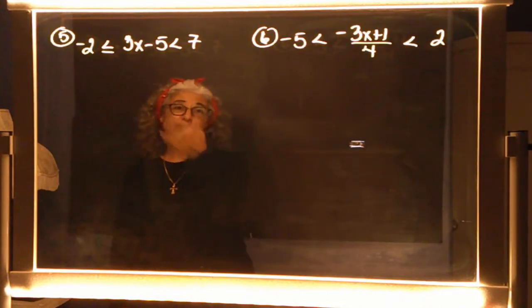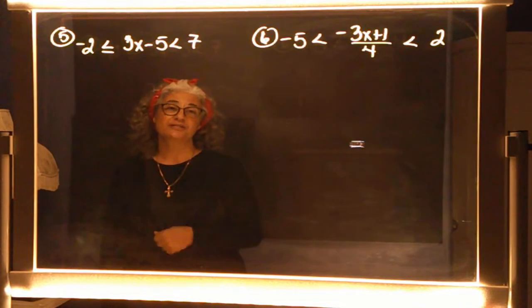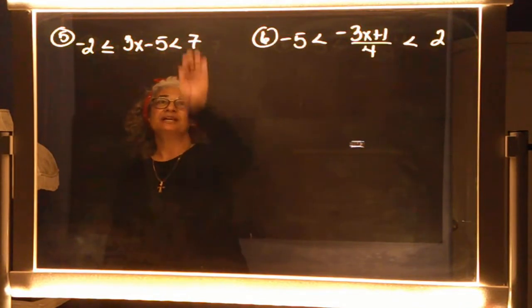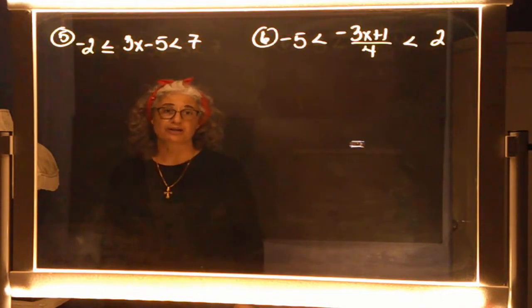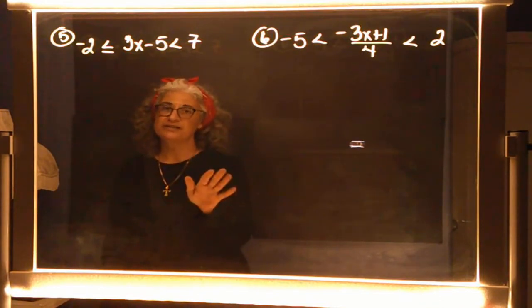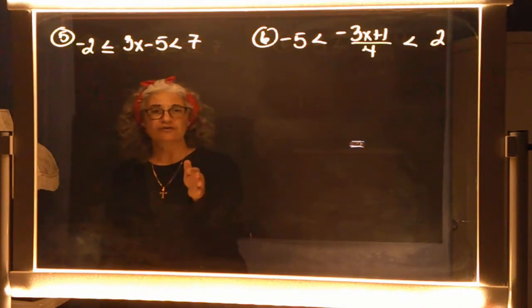Now, interesting, isn't it? Because I have two inequalities in here, don't I? I don't just have two sides of a problem. I literally have three sides of a problem, don't I? Okay, no big deal. Let's stay focused. What are we solving for?